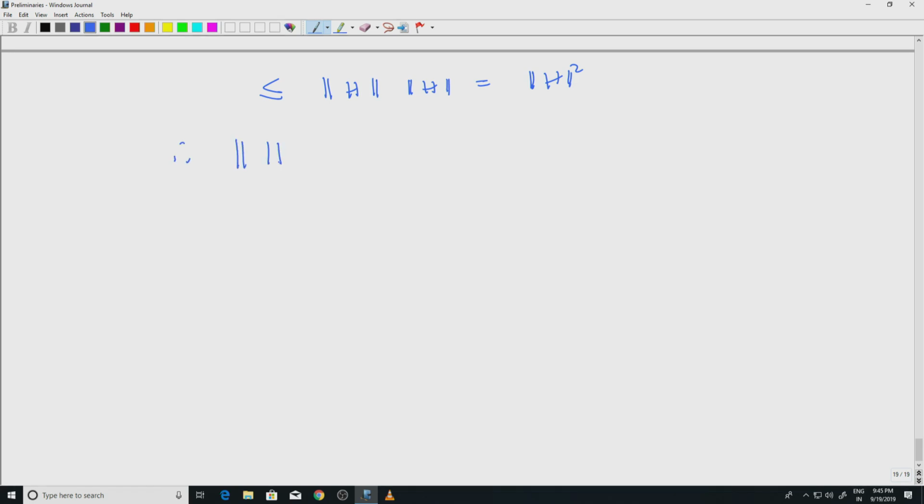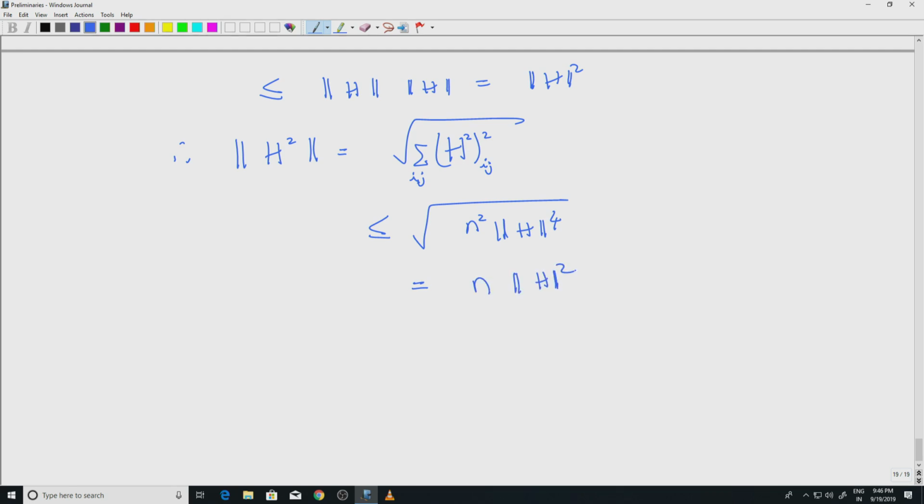Therefore, if I look at the norm of this H squared matrix, that is equal to, by definition, I look at its entries and sum over i and j. Now each entry, I have to square and then sum them up. So now each entry is less than or equal to norm H squared, but I'm squaring them, so I'll get norm H to the 4 here. So this is less than or equal to the square root of n squared times norm H to the 4, since there are n squared terms. So this is equal to n times norm H squared. And that's good enough for us. So I get this estimate.